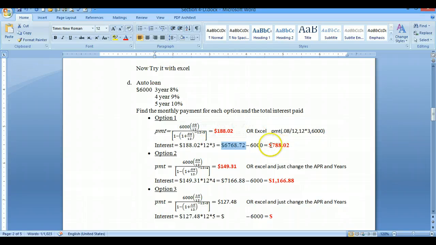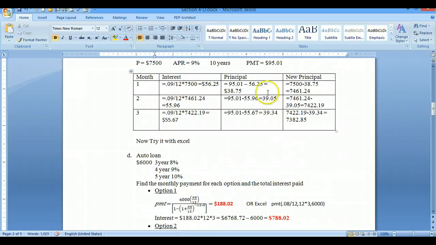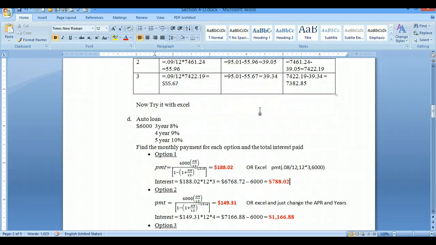So subtracting gives you $788.02. That's how much we paid on interest for the whole loan, not just how much was paid per month. I guess I've said that twice now. So I would take note of that because it might come up at some point.